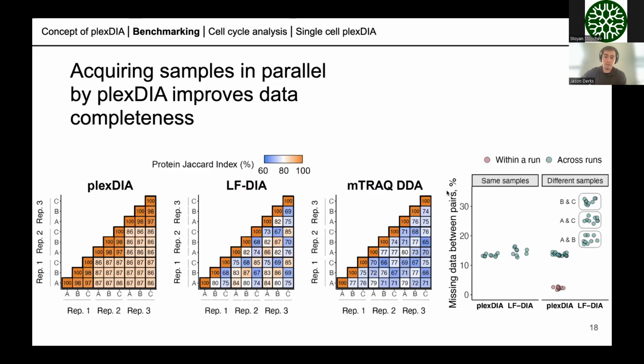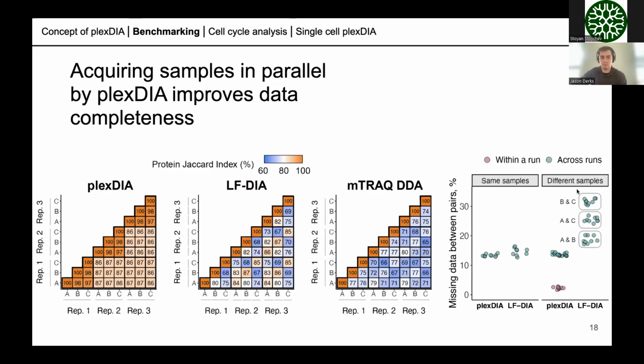Now, what's really interesting, though, is if we look at the missing data between these pairs. I've just flipped it: instead of looking at data completeness, we're looking at data missingness. And if we look at the ones that were run with the same samples, with plexDIA and label-free DIA, they actually have really similar amounts of missing data. The reason is that, for example, when we compare sample A in the first replicate to sample A in the second replicate, they're subject to the same variability, and that variability is chromatography.